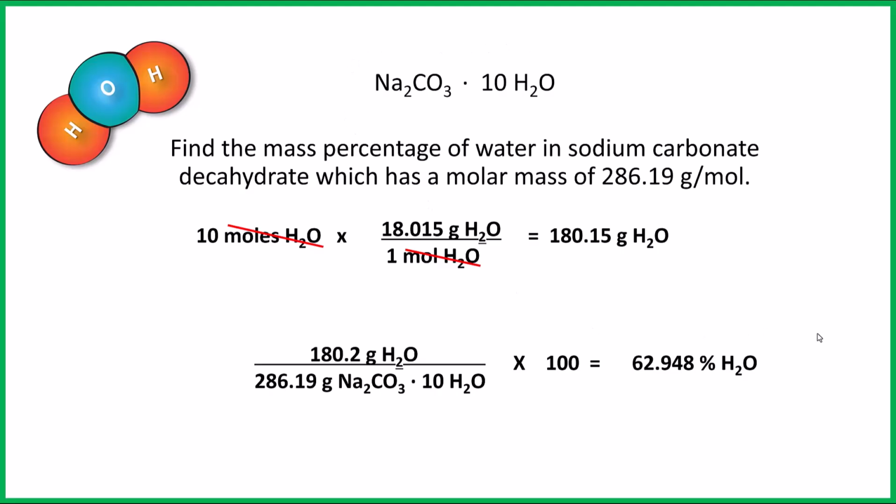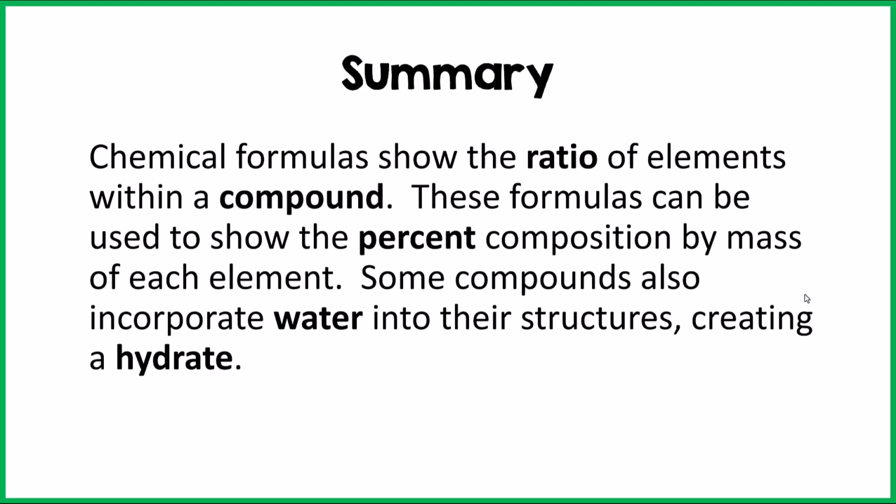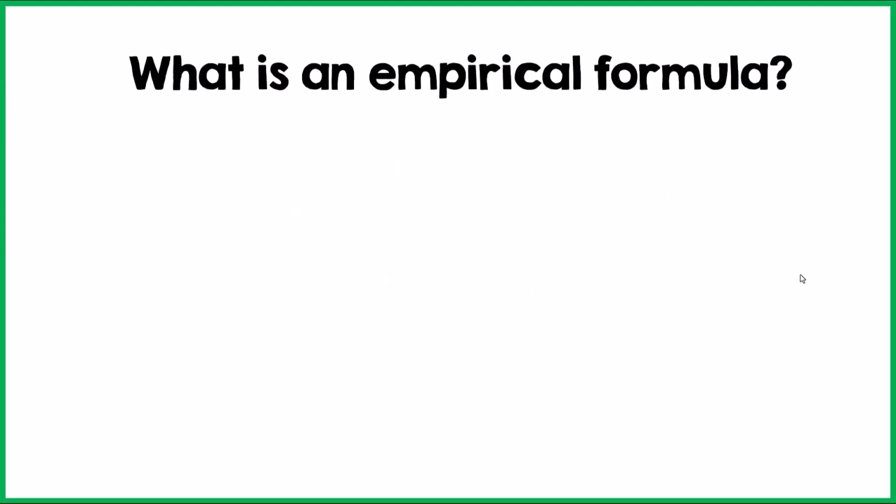So that's a more complicated type of percent composition problem. In summary, chemical formulas show the ratio of elements within a compound. These formulas can be used to show the percent composition by mass of each element. Some compounds also incorporate water into their structures, creating a hydrate. What is an empirical formula?